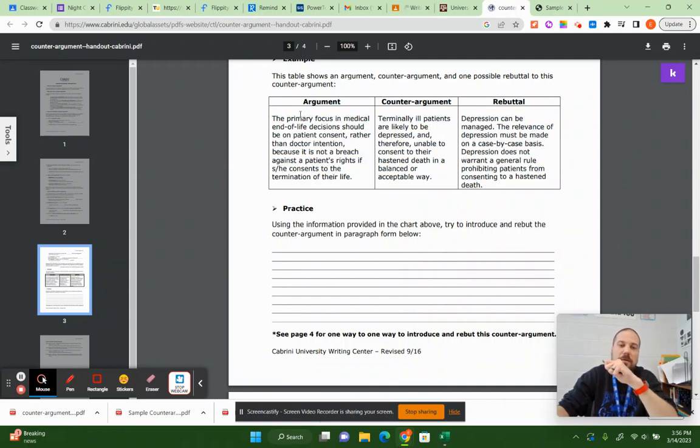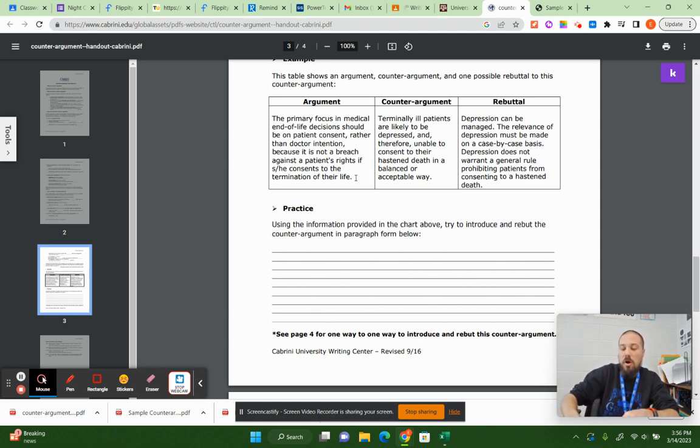like. Okay. So the argument is: the primary focus in medical end of life decisions should be on patient consent rather than the doctor's intention, because it is not a breach against a patient's rights if she consents to the termination of their life. So the paper is arguing that terminally ill patients, so people who are going to die, should have a right to end of life care, right? That's their argument. Now, I have to anticipate a really good objection from the other side, from the opposition.